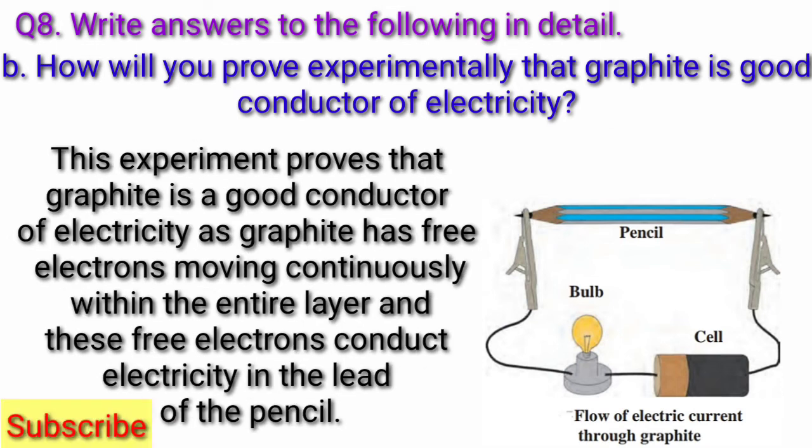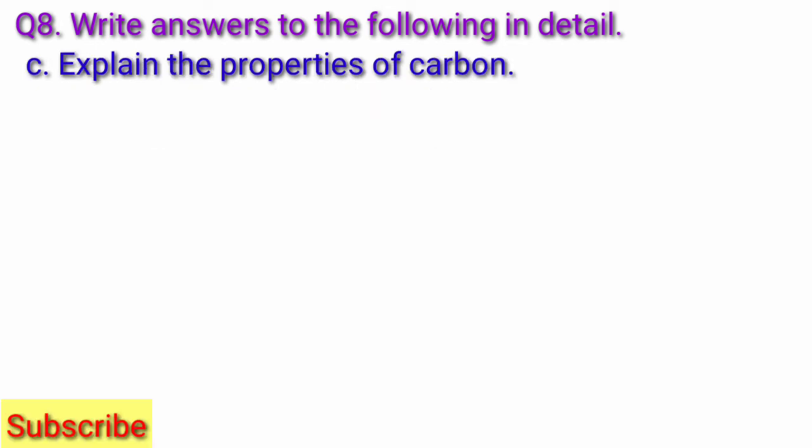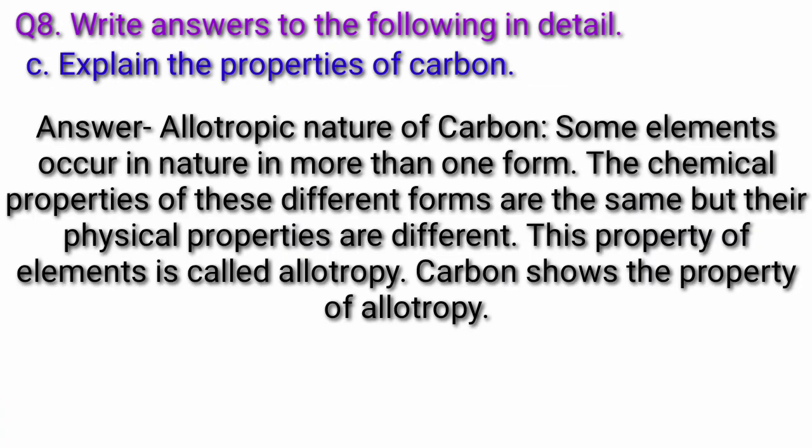This experiment proves that graphite is a good conductor of electricity as graphite has free electrons moving continuously within the entire layer, and these free electrons conduct electricity in the lead of the pencil. Question C. Explain the properties of carbon. Answer. Allotropic nature of carbon. Some elements occur in nature in more than one form. The chemical properties of these different forms are the same, but their physical properties are different. This property of elements is called allotropy. Carbon shows the property of allotropy.